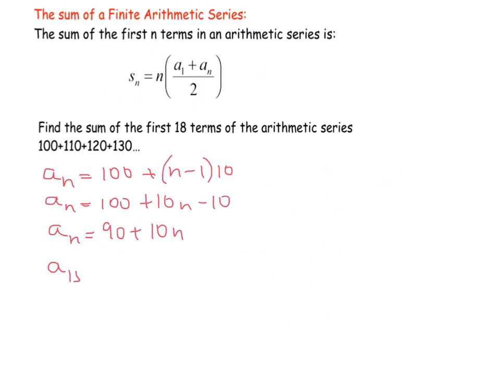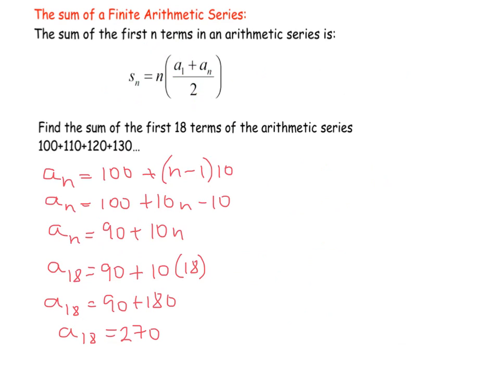Now I need to find the 18th term. So A18 will be 90 plus 10 times 18. So A18 will be 90 plus 180. So the 18th term will have a value of 270.